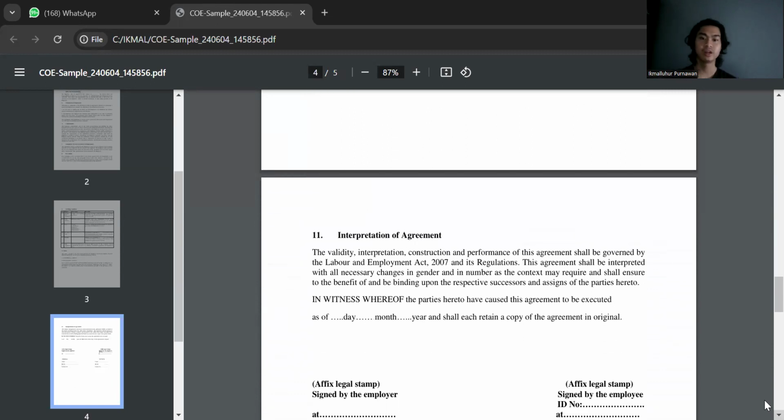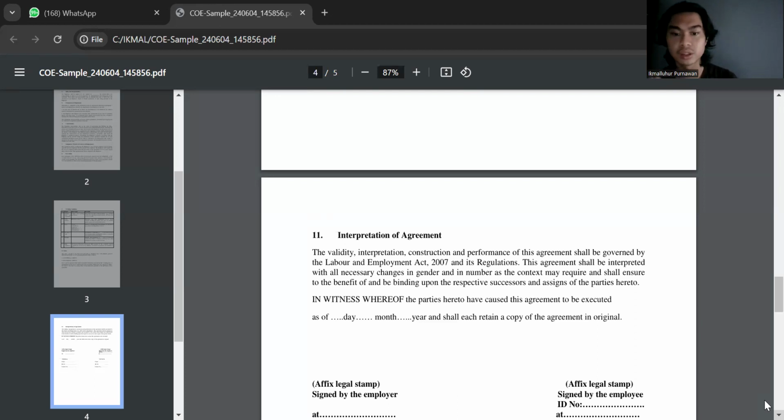Interpretation of agreement. The validity, interpretation, construction, and performance of this agreement shall be governed by the Labor and Employment Act 2017 and its regulations. So the employer could not make any breach of this contract. They have to know the Labor and Employment Act and the regulation.